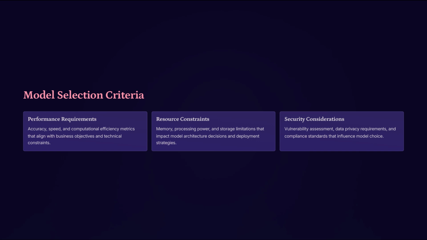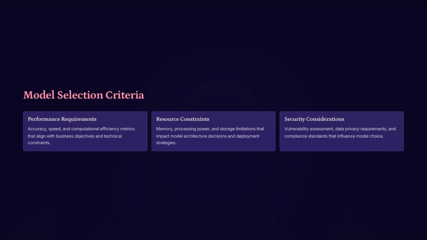As we move forward from our discussion on the AI development pipeline, let's delve into the essential criteria for model selection. Choosing the right model is pivotal, and it begins with understanding performance requirements. We need to evaluate accuracy, speed, and computational efficiency, ensuring these metrics align with our business objectives and technical constraints. Beyond performance, we cannot overlook resource constraints.